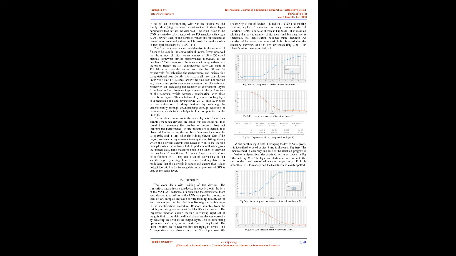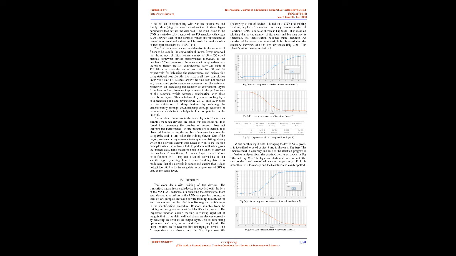But the filter size in all 3 convolution layers was set as 1 times 1, since larger filter size does not provide any significant performance improvement in the network. Moreover, increasing the number of convolution layers from 3 to 4 shows no improvement in the performance of the network, which demands continuation with 3 convolution layers.